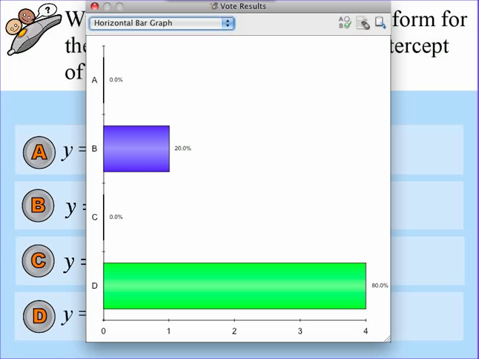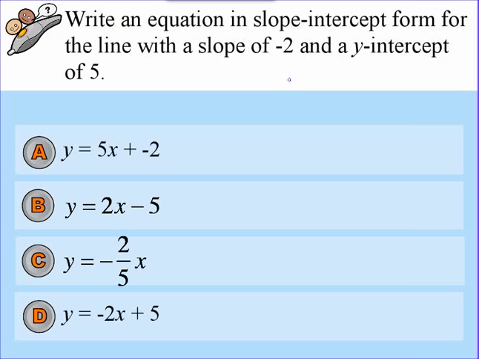Oh, there we go. And then the answer is D. So let's go ahead and look at that. Okay, D, -2x plus 5. So notice the other answer was B, which was 2x minus 5. And so hopefully you can see the difference. The slope is -2, and the y-intercept is 5. So that's why the answer is D.